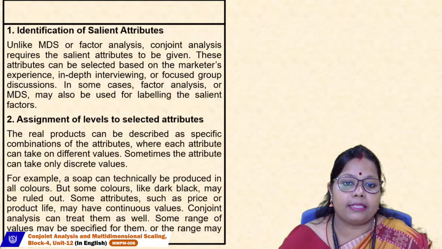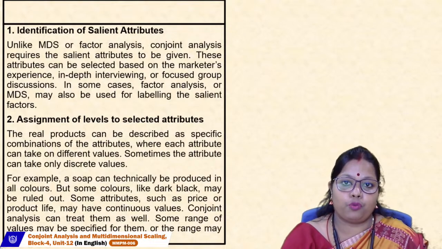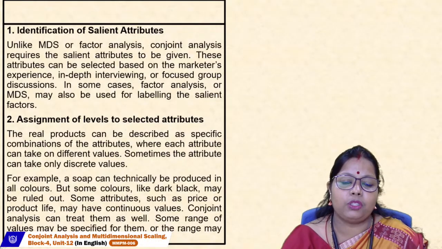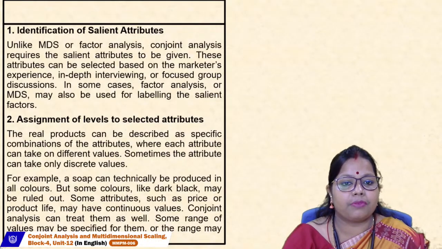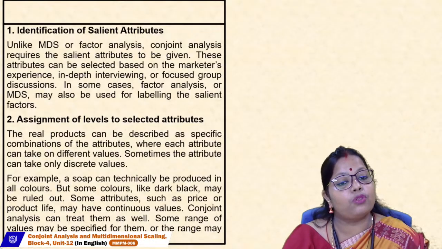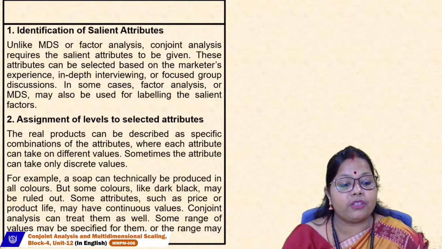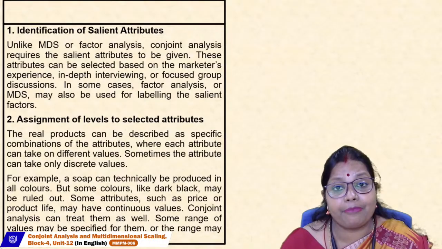So in the example of a soap, we have gone through many colors for soaps. But if we talk about a dark color soap, it is ruled out. Here in conjoint analysis, we can also treat and study them. Some range of values may be specified for them, or some range may be kept open-ended.